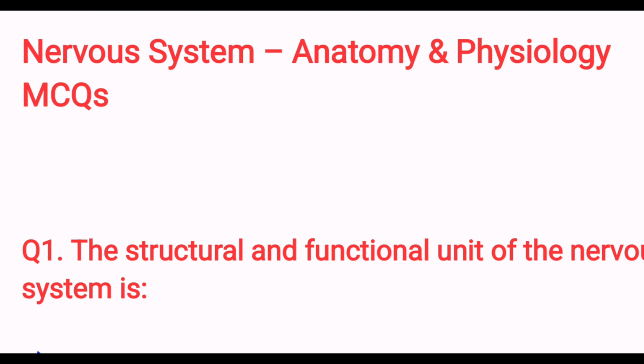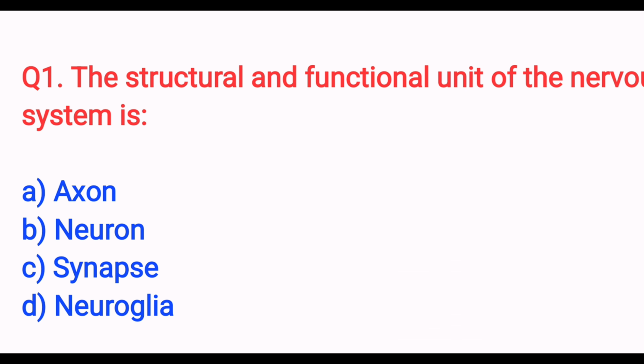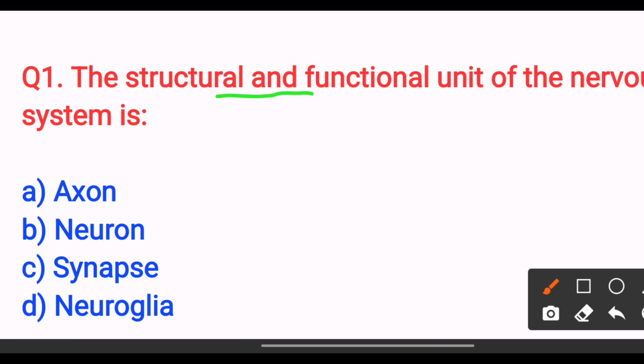Let's start. First question. The structural and functional unit of the nervous system is: option A, axon; option B, neuron; option C, synapse; option D, neuroglia. The answer is option B, neuron. Neuron is the basic unit of the nervous system.